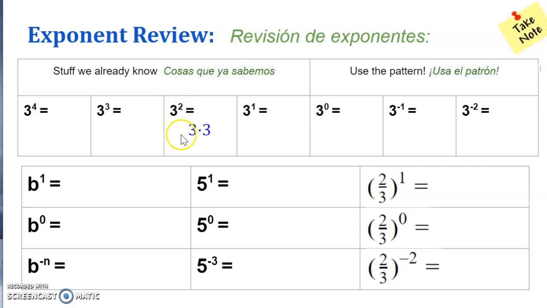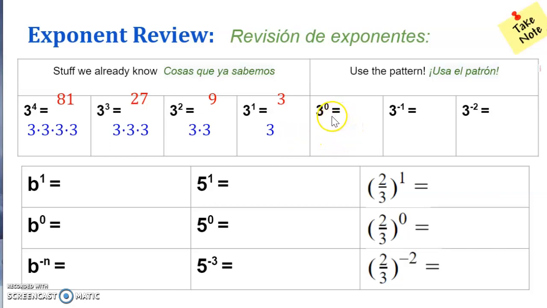What is 3 squared? That is the same as 3 multiplied by 3. 3 being multiplied to itself twice. So that is going to be the same as 9. What is 3 cubed? It's going to be 3 times 3 times 3. That's going to be the same as 27. And what is 3 to the power of 4? Same as 3 times 3 times 3 times 3, which is the same as 81. Then what is 3 to the power of 1? That's 3 being multiplied to itself 1 time. So that's just going to be 3.